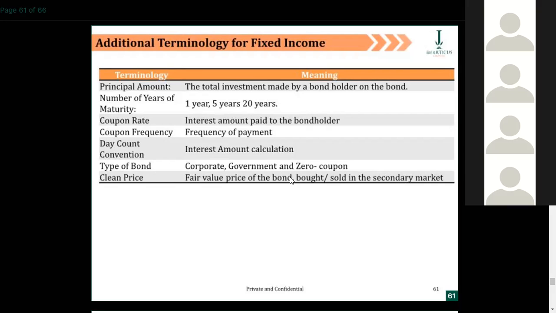Any idea what is haircut? Anyone has heard about haircut before? No idea? Okay, no worries. Haircut is called your valuation percentage, right? So valuation percentage is, just to give you an example here.